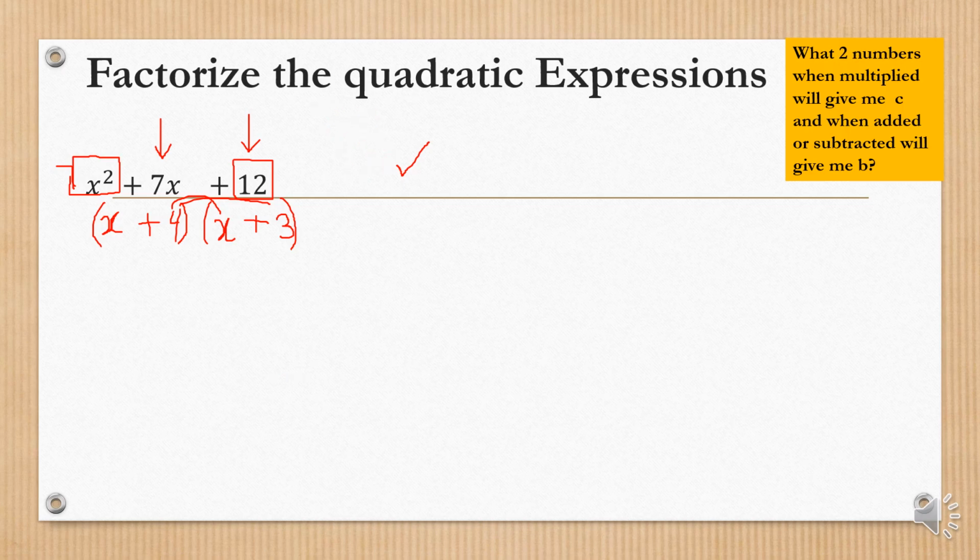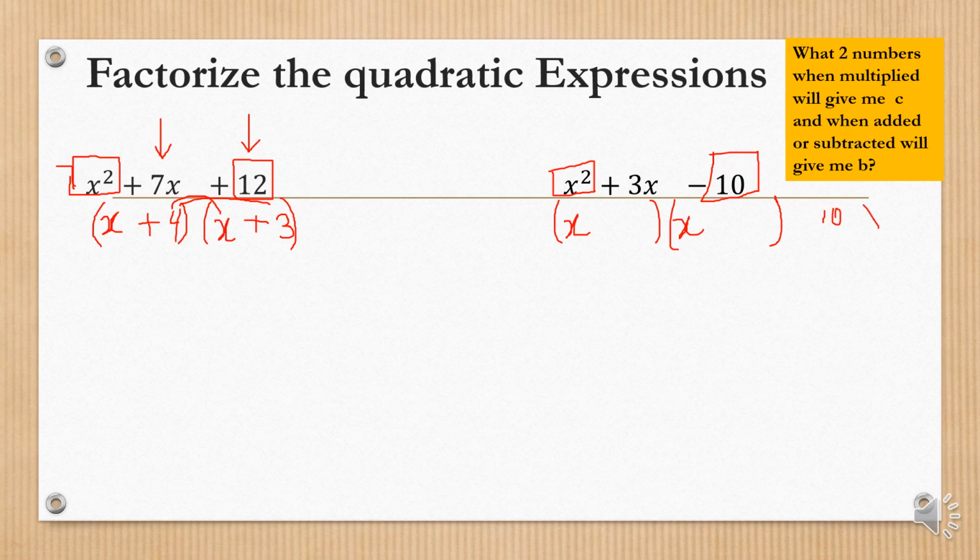Now let's do another one. Now you definitely need to practice this. Let's look at x squared plus 3x minus 10. Again, first thing I'm going to draw here is my two brackets. Okay, it's a quadratic. I'm drawing my brackets. Good. I'm going to my first term. What's going to give me x squared? X by x. Now I'm going to see what's going to give me 10? Let's write down those factors. 10 by 1 will give me 10. 5 by 2 or 2 by 5 will give me 10.